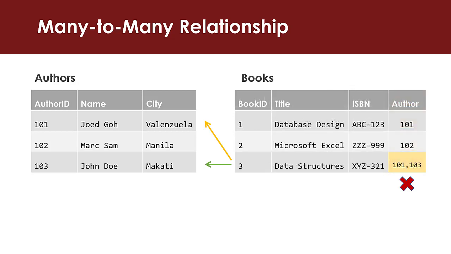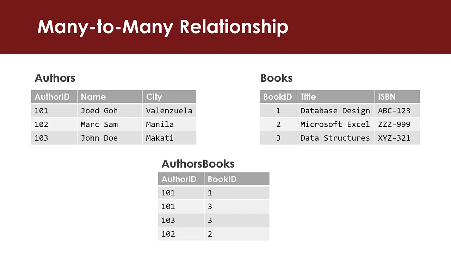To resolve this, we must create another table that serves as a junction table for the first two tables. And by convention, its name should be the combination of the two table names, as in authors books or books authors. These first two entries mean that author 101, which is Joe Edgo, wrote two books with IDs 1 and 3. However, records 2 and 3 simply say book number 3, Data Structures, has two authors, Joe Edgo and John Doe.